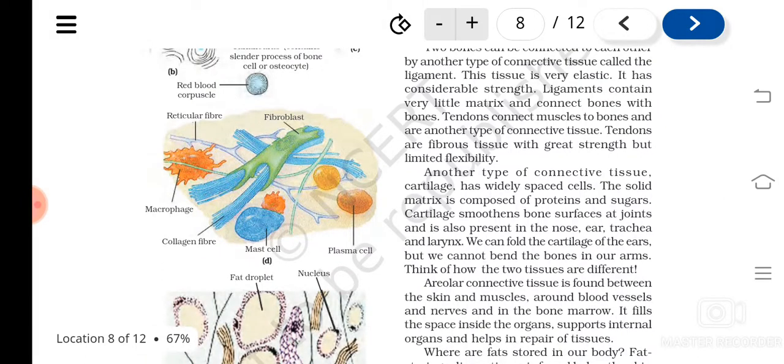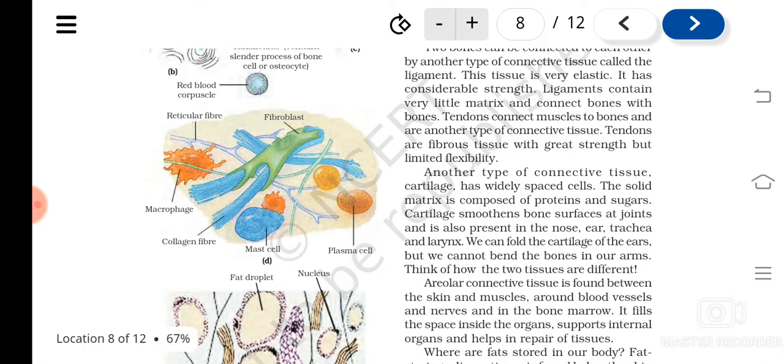Then the cells of bones are known as osteocytes. Where are they placed? In the matrix. What is the speciality of the matrix? Matrix has calcium and phosphate in it. Understood? Calcium and phosphate will be there in it. Then the bone is not flexible and it's very hard. What is the function of bones? They protect various vital organs and also give attachment to various muscles.